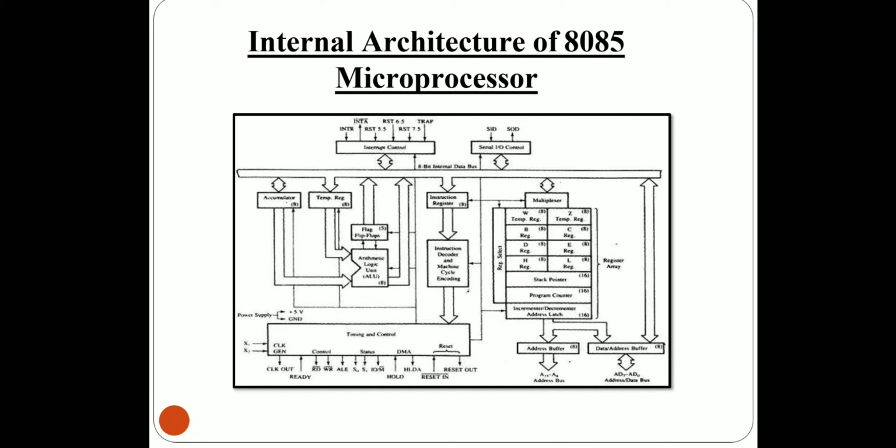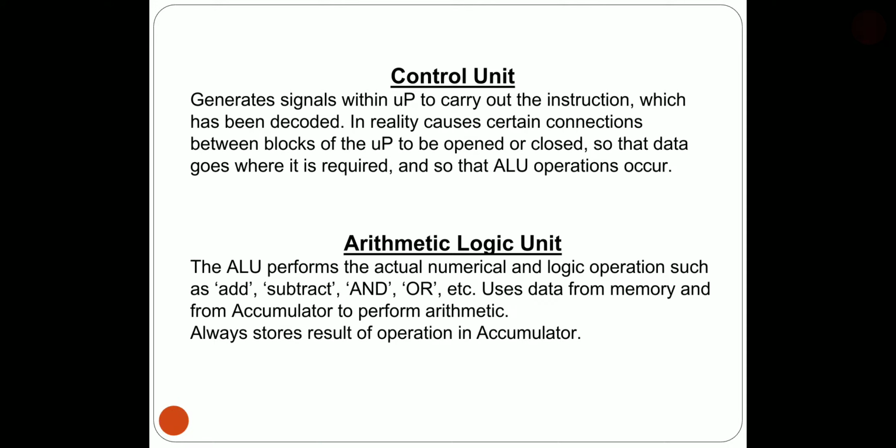First we can discuss the control unit. The control unit generates signals within the microprocessor to carry out the instruction which has been decoded. In reality, it causes certain connections between blocks of the microprocessor to be opened or closed, so that the data goes where it is required and so that the arithmetic logical unit operations occur.